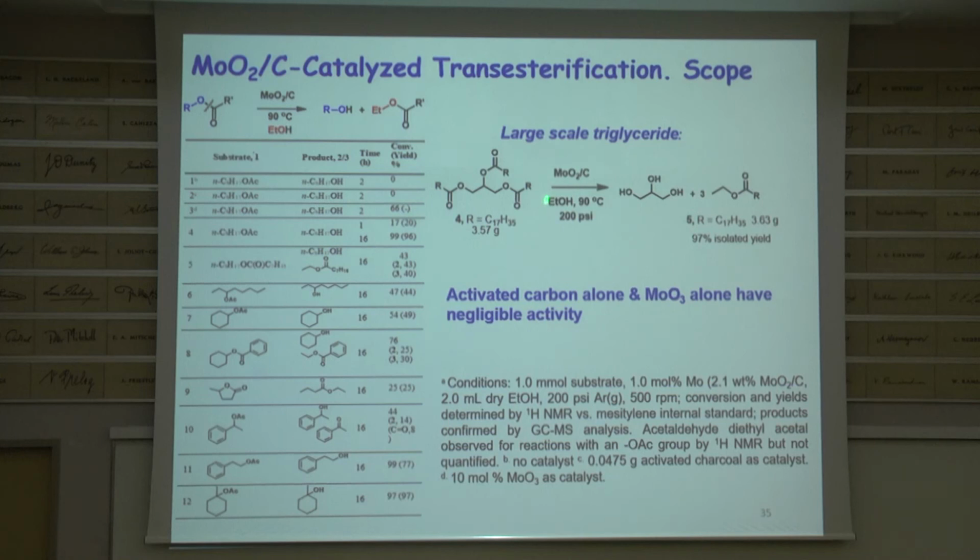This molybdenum oxide on activated carbon, we look for leaching. We make sure that the filtrate is not catalytically active. We do all of those kinds of things. But it's really, really good for transesterification, and you can just filter this off at the end of the reaction. You can reuse it again and again and again. You can use it under air, no degradation. You can even use, say, triglycerides, which are vegetable oil type things, to make glycerol and esters.